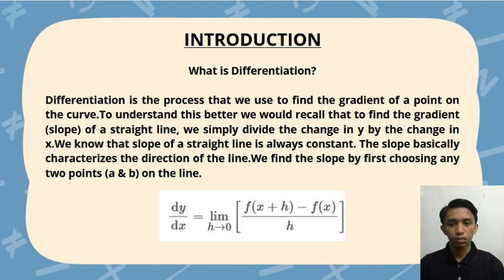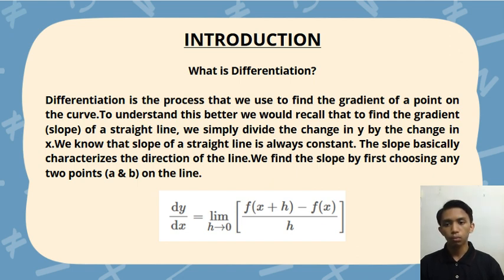Introduction. What is differentiation? Differentiation is the process that we use to find the gradient at a point on a curve. To understand this better, we should recall that to find the gradient of a straight line, we simply divide the change in y by the change in x.